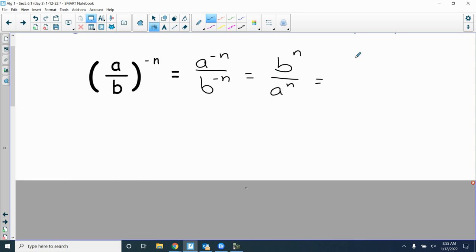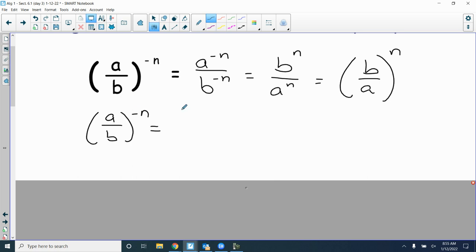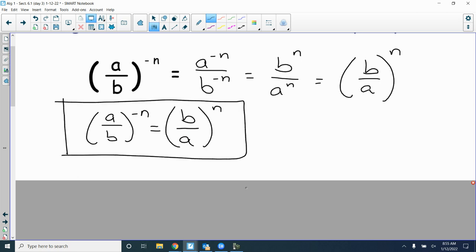Since they are both to the same power, I can do this. So here is my shortcut. a over b to the negative n power is equivalent to b over a to the positive n power. That's what you need to have down. Okay, get that part down. So that is your shortcut. All you have to do is flip the fraction, change the power. Okay, flip the fraction, change the power.